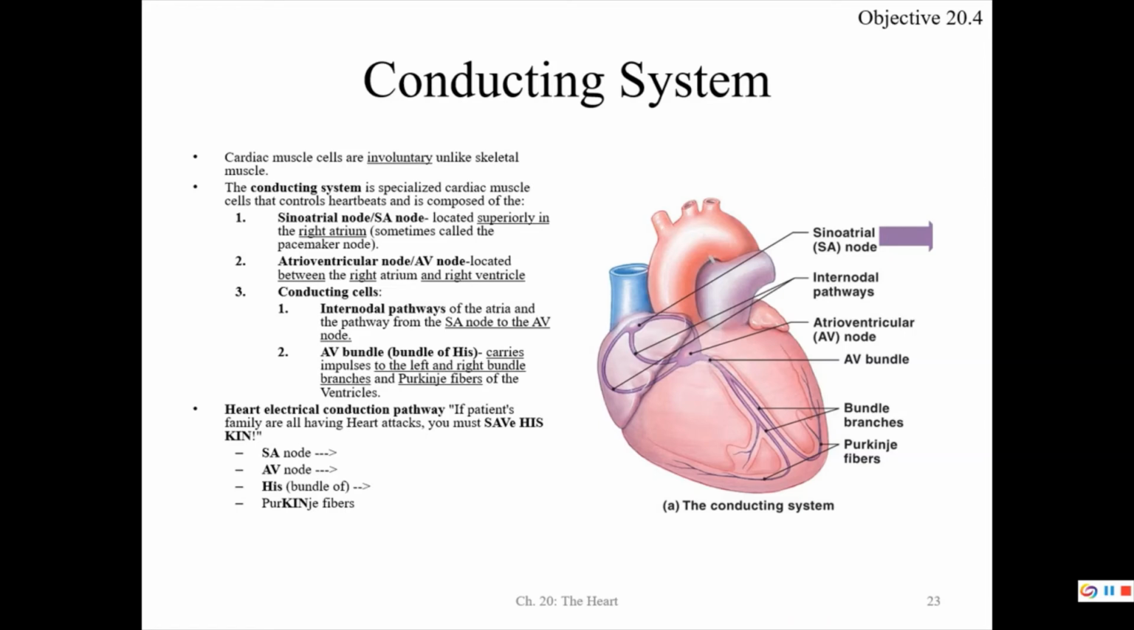And I always say, hey, remember, if you have a patient and all of his family members are having heart attacks, you have to save his kin: SA node, AV node, bundle of His, and Purkinje fibers. Another way to remember the basic conduction is just leaving out the bundle branches. Now, you'll see things like bundle branch blocks, aberrations on EKGs that you'll need to know. These are definitely things you'll have to know as you read and understand an EKG: what is happening to these different parts, and why you may have premature atrial contractions or delayed ventricular contractions, things like that.